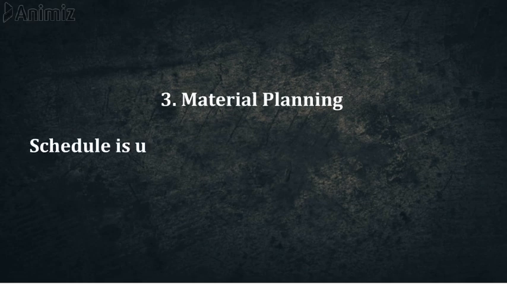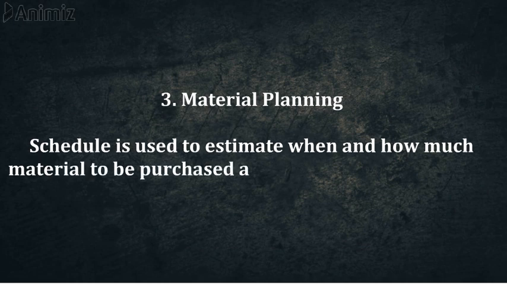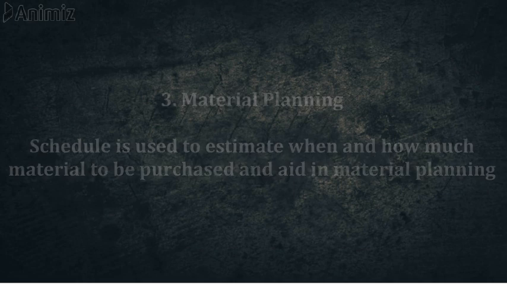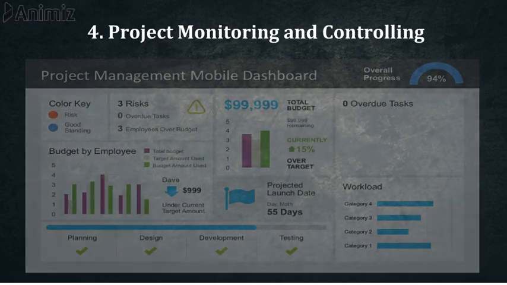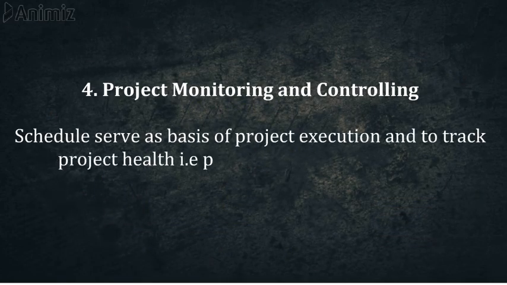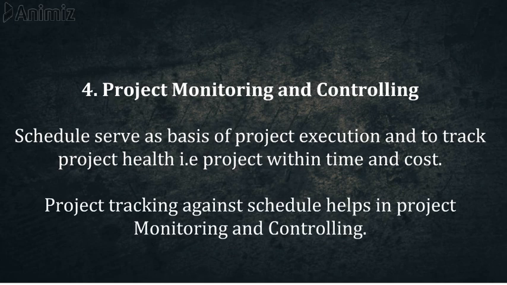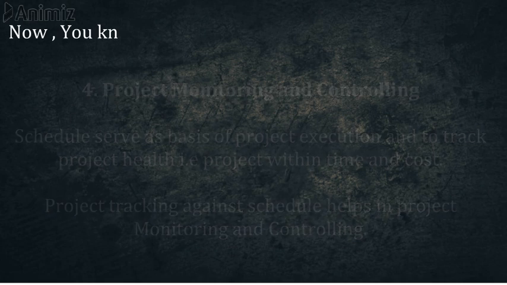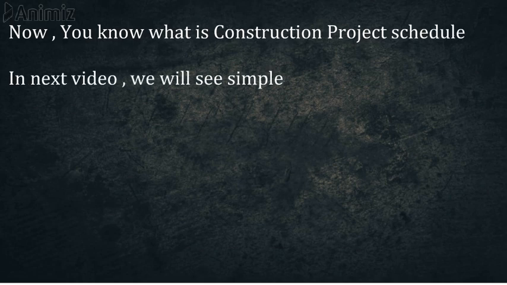We can also do the material planning. After making a schedule, we can understand when and how much material is to be purchased, and it aids in material planning. And the primary purpose of a schedule is to control the project. Schedule serves as the basis of project execution and to track project health, that is, whether the project is within time and cost. Now you know what a construction project schedule is.